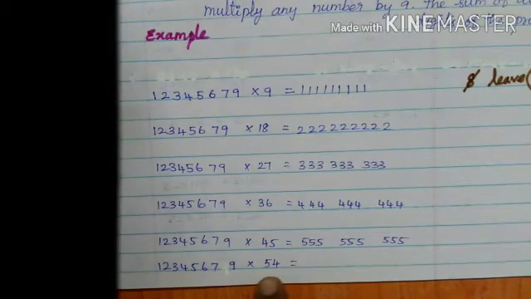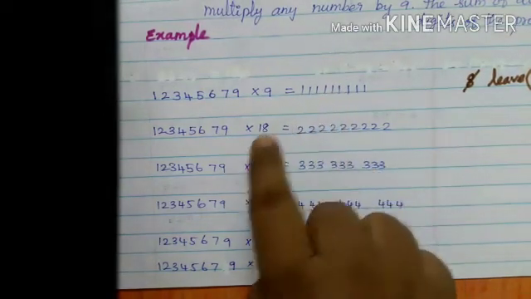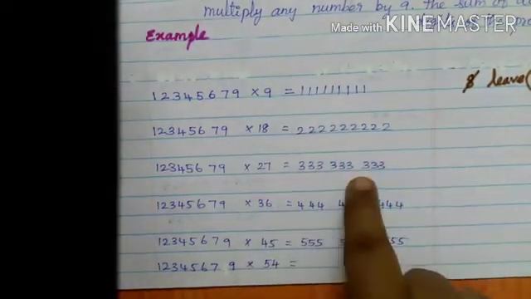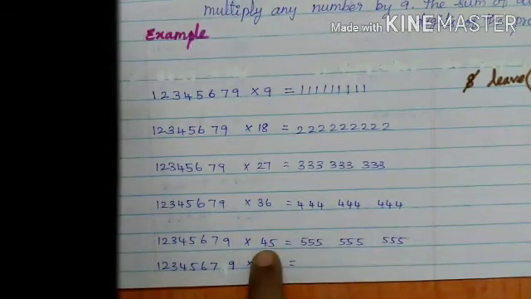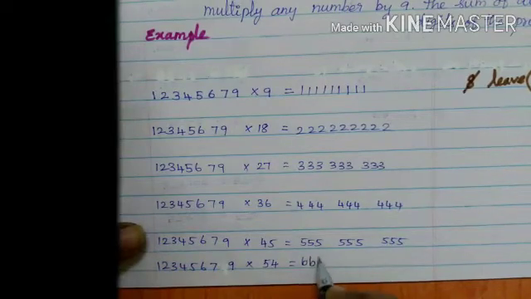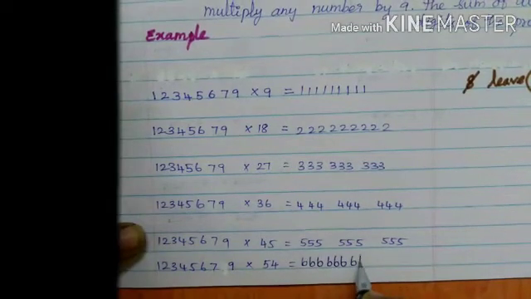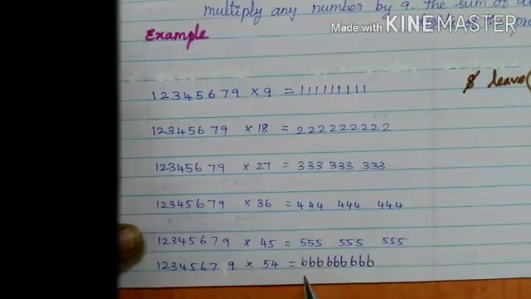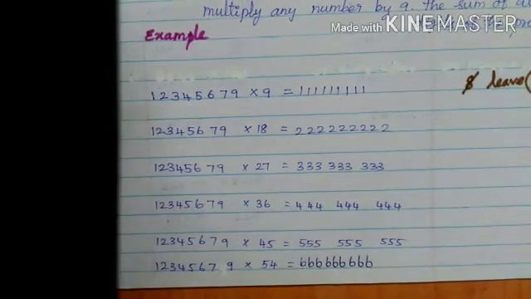Then next one, 9 sixes are 54. So first time 1, second time 2, third time 3, fourth time 4, fifth time 5. Then next one, sixth time. What do you get as the answer? 6, 6, 6, 6, 6, 6, 6, 6, 6. How many times? 1, 2, 3, 4, 5, 6, 7, 8, 9. 9 times you get 6.